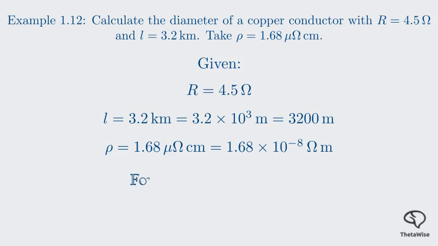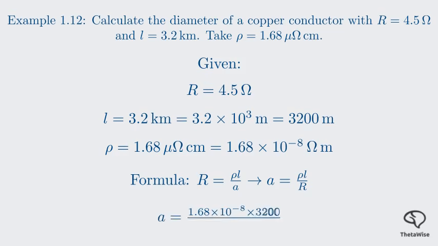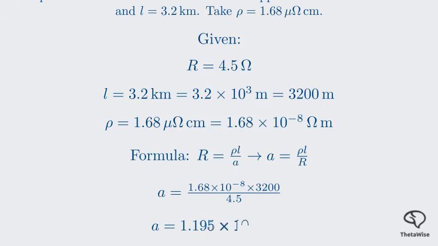Our main formula is R equals ρL over A. We need to find the diameter, so we first need to find the area A. We can rearrange the formula for area: A equals ρL over R. Substitute our converted values into the formula. A equals 1.68 times 10 to the minus 8 times 3,200, all divided by 4.5. This gives an area of approximately 1.195 times 10 to the power of minus 5 square meters.